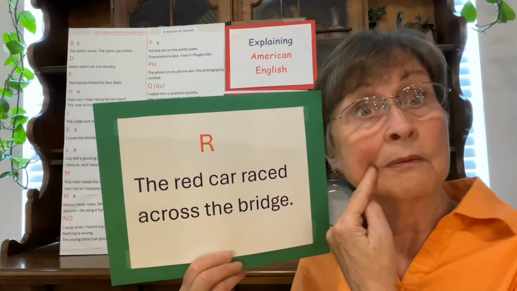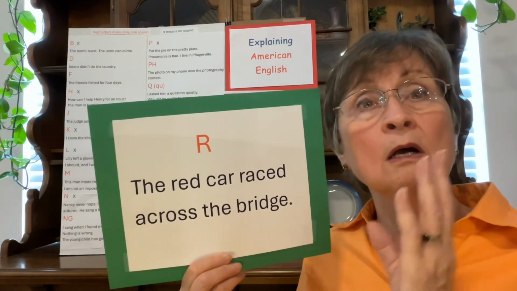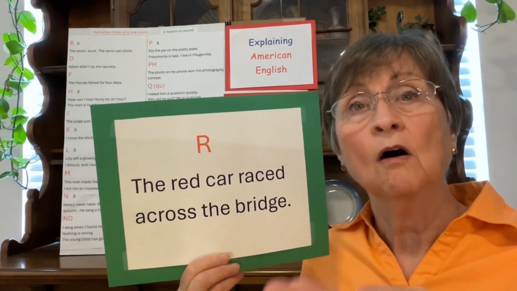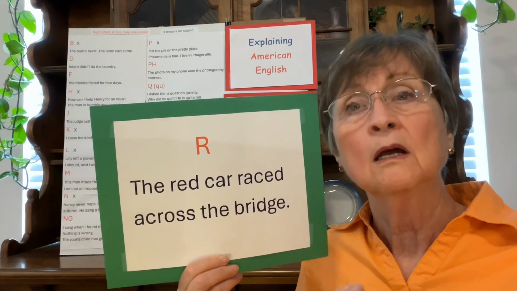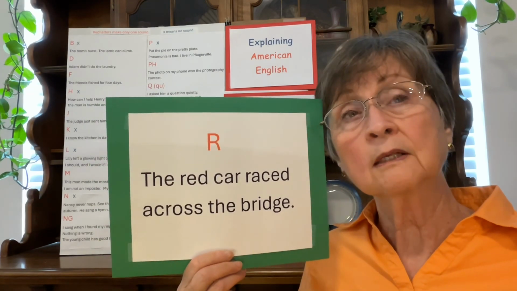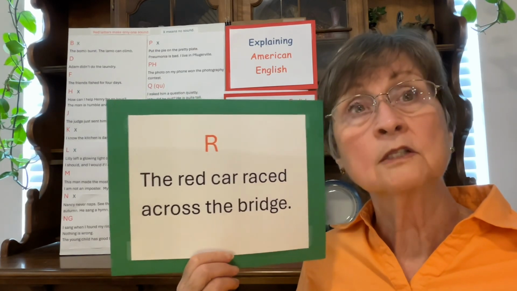You can say across the bridge, but the tongue doesn't touch anywhere, except it's already going to touch way over here and way over here. Can't help that. But everywhere else, the tongue touches nothing. Race, car, red, across, bridge. If you do that correctly, you will be understood so much better. R is hard.